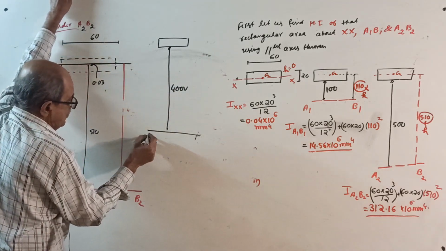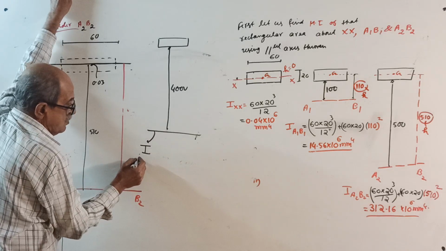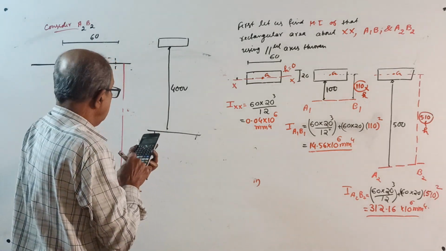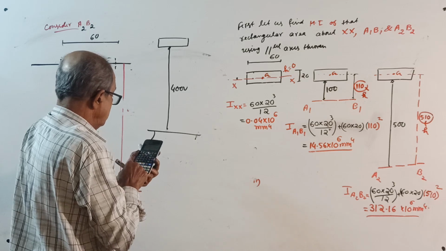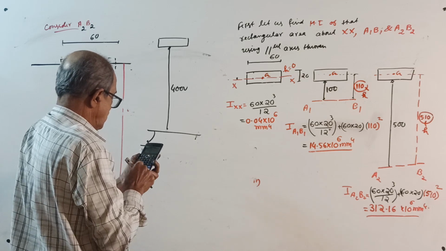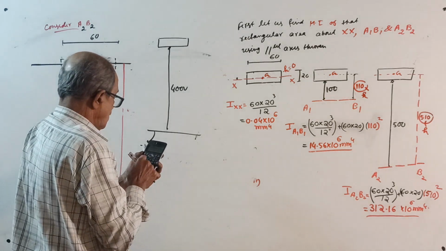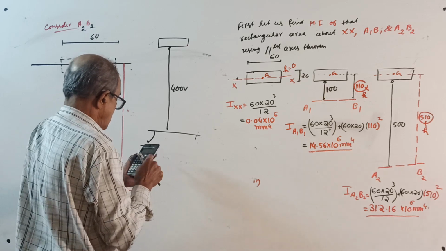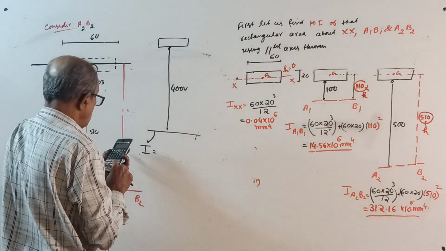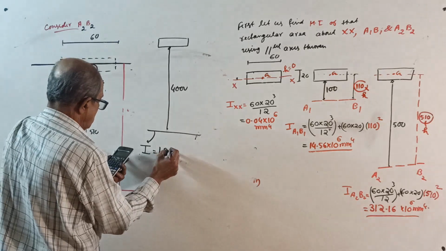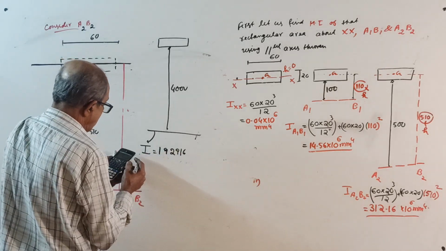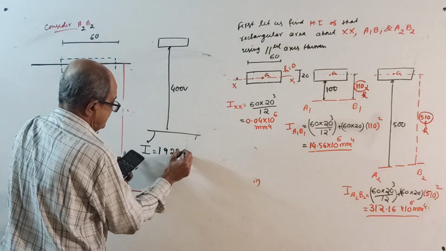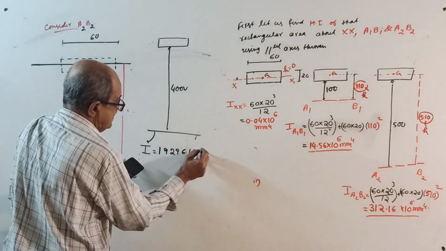Suppose the I about this axis by the original calculation will be equal to, you can calculate yourself how much it is: 60 into 20 cube divided by 12 plus 60 into 20 into (4000 plus 10) whole square. It will come to 19296.16 times 10 to the power 6.